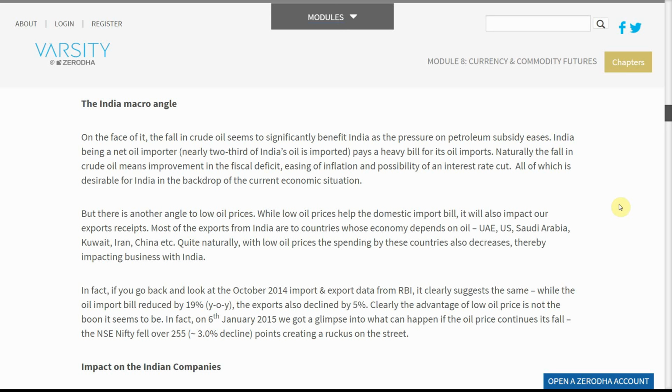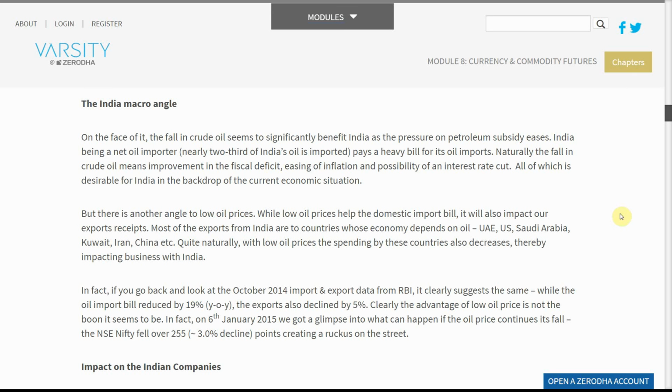But there is another angle to low oil prices. While low oil prices help the domestic import bill, it will also impact our export receipts. Most of the exports from India are to countries whose economy depends on oil: UAE, US, Saudi Arabia, Kuwait, Iran, China, etc. Quite naturally, with low oil prices, the spending by these countries also decreases, thereby impacting business with India.